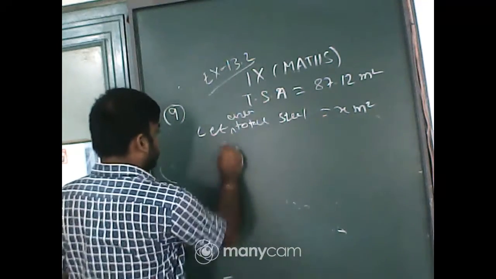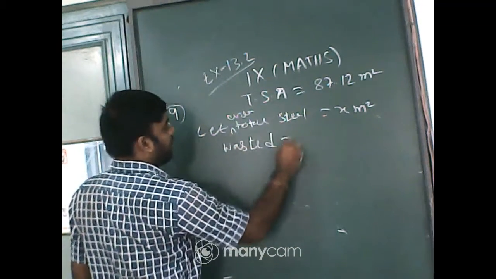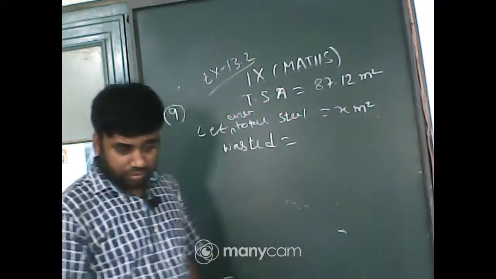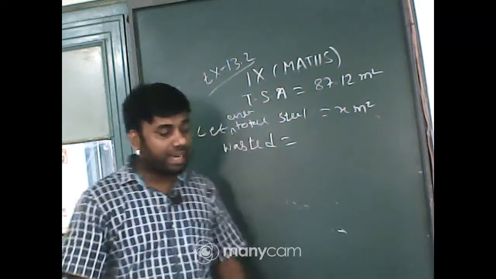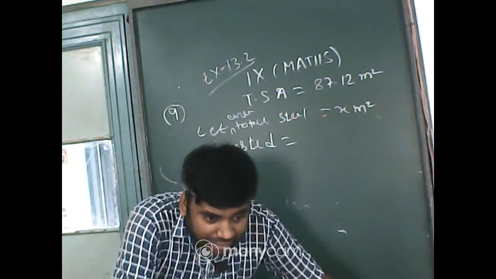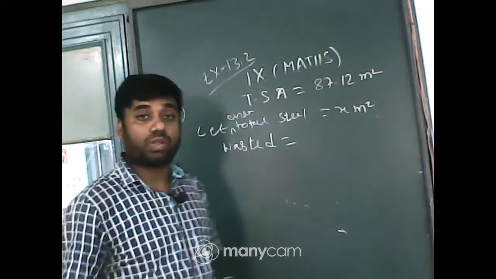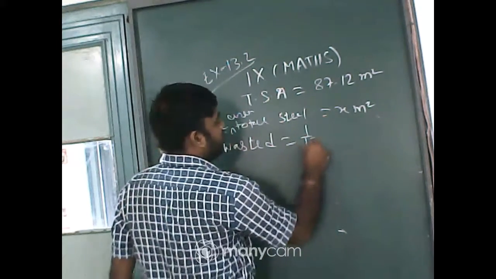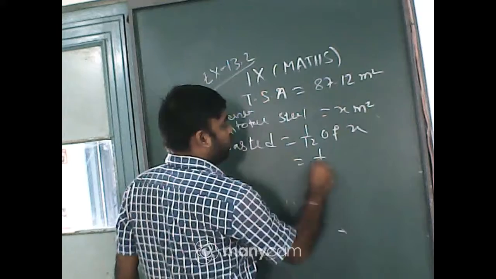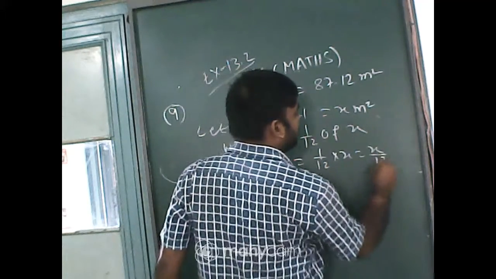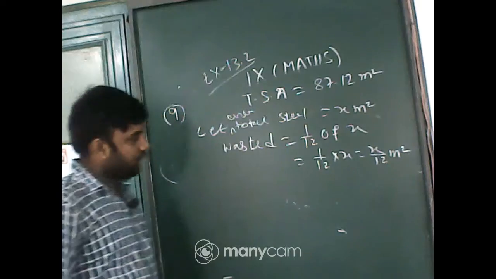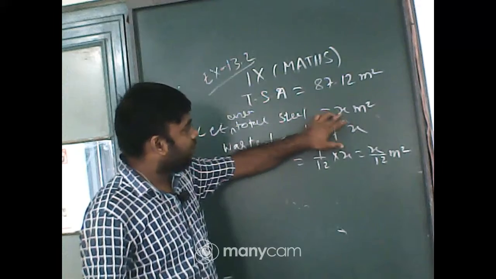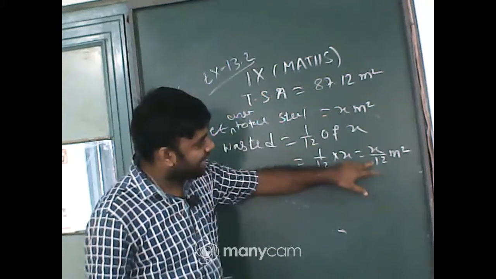Okay, what is wasted? Can you tell me? All except Riddhita. Wasted steel, area of the wasted steel. Yes, 1/12 of what? 1/12 of total steel. So 1/12 of x, that is 1/12 into x, that is x by 12 meter square. Now total is used x and wasted x by 12.